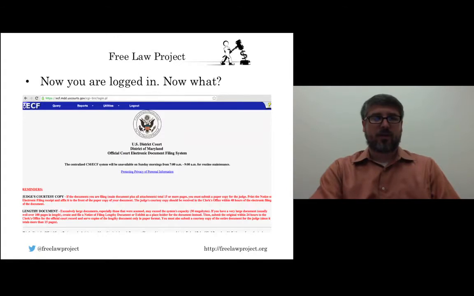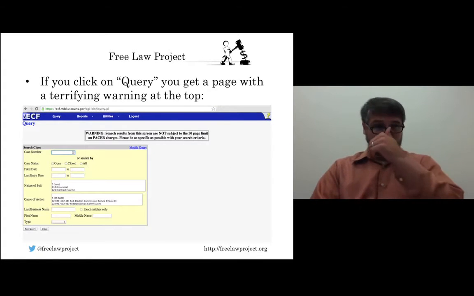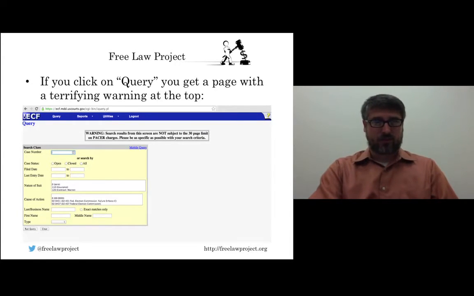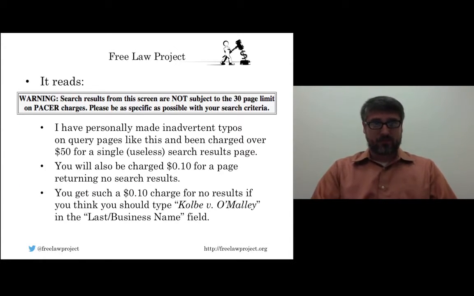Let's try the first one, query. It will give you a page with an absolutely terrifying warning at the top. Let's look at that a little closer. The warning says, search results from this screen are not subject to the 30-page limit on PACER charges. Please be as specific as possible with your search criteria.